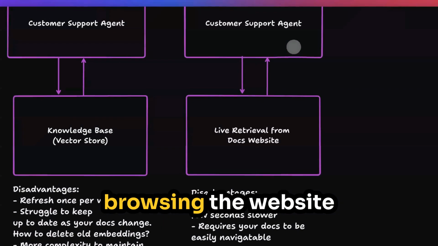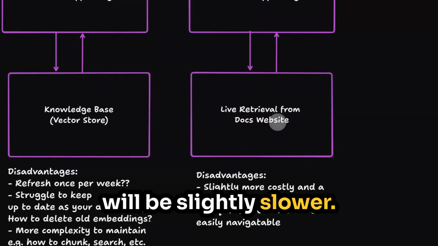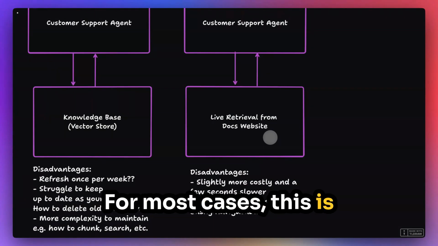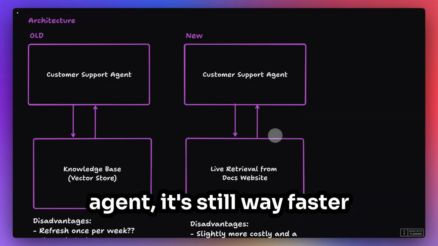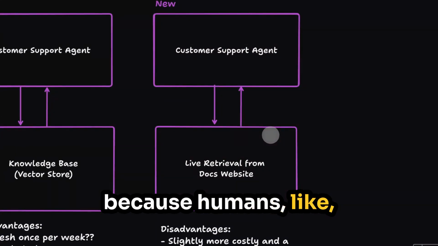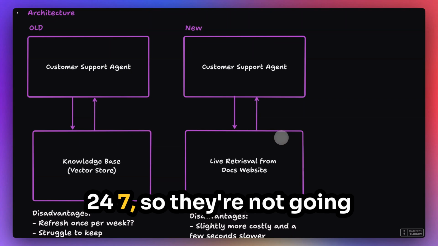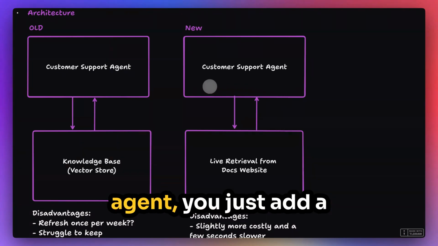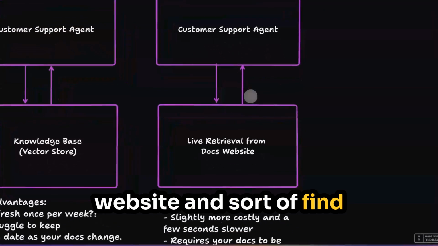So there are a few disadvantages here, right? Because it's browsing the website rather than searching a knowledge base, it will be slightly slower, only a few seconds slower, and slightly more expensive. But in most cases, it's not a big deal because if you're comparing it to a human customer support agent, it's still way faster than a human, right? Because first of all, humans are not going to be at the desk 24/7, so they're not going to respond that quickly. This is still an AI support agent. You just add a couple more seconds because the AI agent has to go visit the website and find the relevant information.